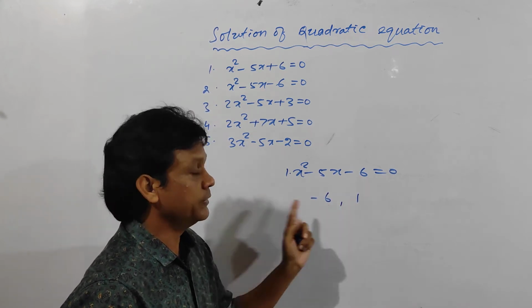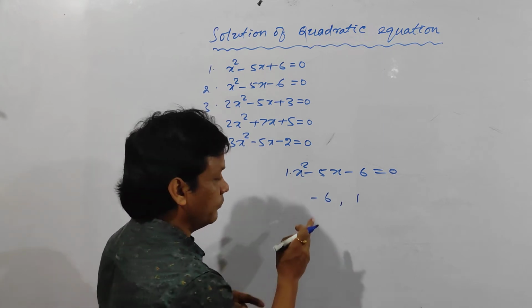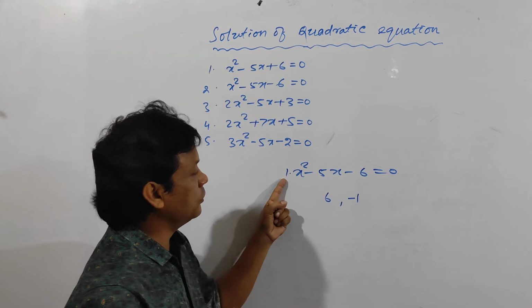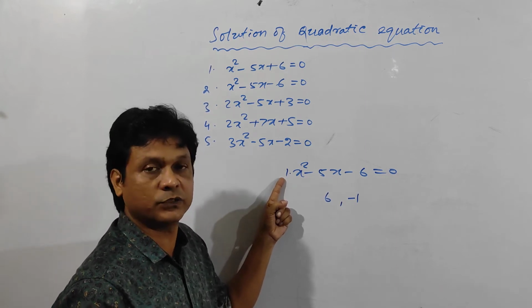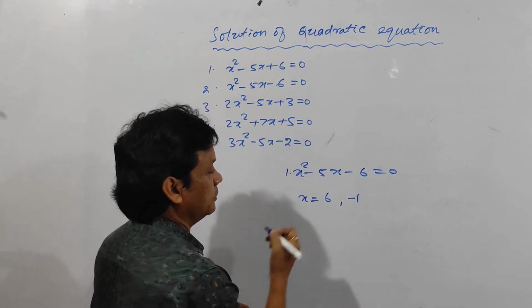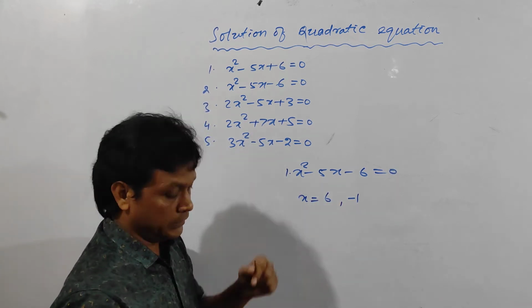So the product is minus 6 and the sum is minus 5. So first of all, you should change the sign. So this is plus and this becomes minus, and divide the coefficient of x square, and the coefficient of x square is 1. So 6 by 1 and minus 1 by 1. So x is equal to this one. Clear? The third question, see here.